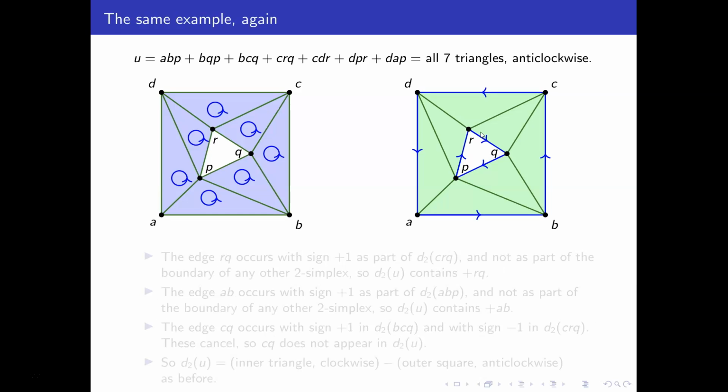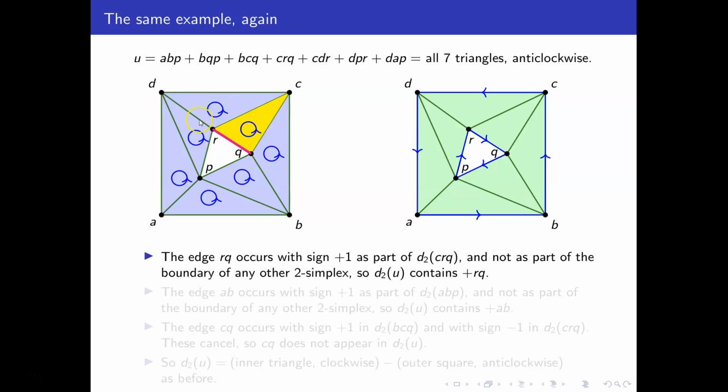Okay, so let's do that same example again, but maybe in a bit more of a conceptual way. Okay, so let's look at this edge RQ here. How does this come out when we look at D2U? U contains this triangle CRQ going anti-clockwise, like all of them, and RQ appears here as part of the boundary of this yellow triangle here. And it doesn't appear as part of the boundary of any other triangles, so we just end up with a plus RQ in D2U. There's nothing else that can cancel against it.